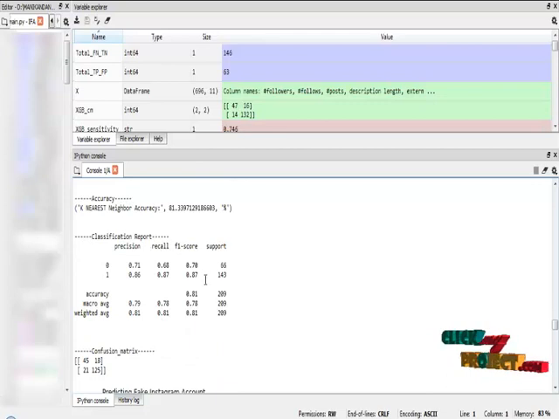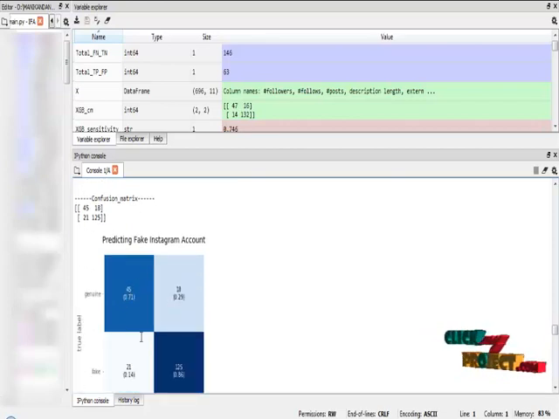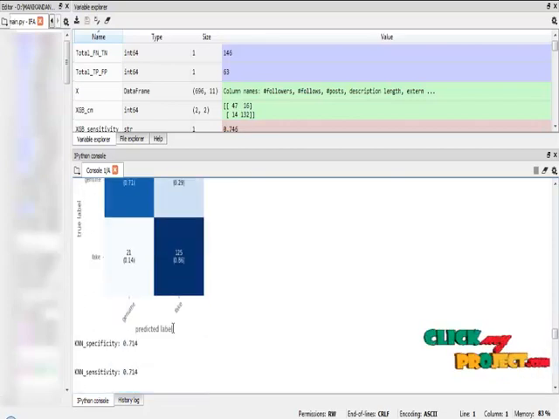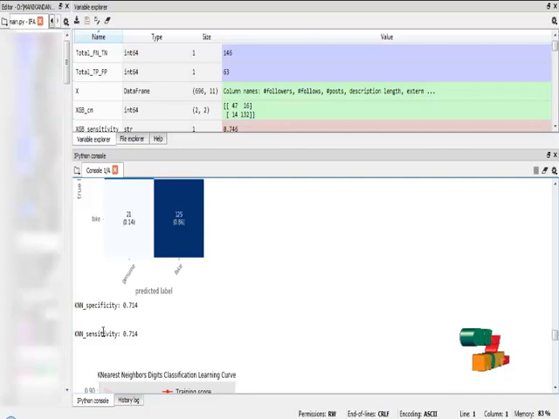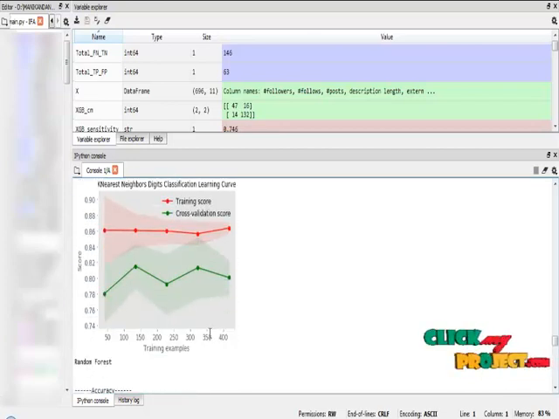And these are all the classification reports for the k-nearest neighbor algorithm. And this is the confusion matrix result for the k-nearest neighbor algorithm. And this is the diagram for the k-NN algorithm, and the k-NN algorithm specificity and k-NN algorithm sensitivity. And this is the learning curve for the k-nearest neighbor algorithm.